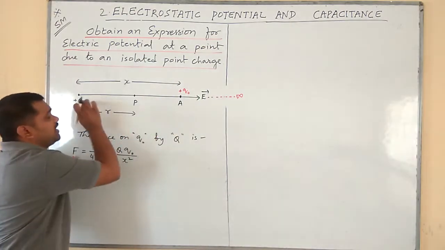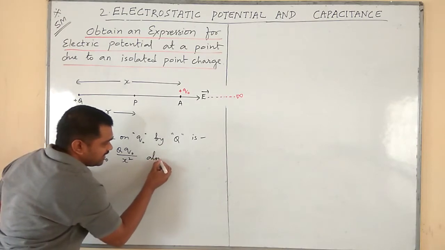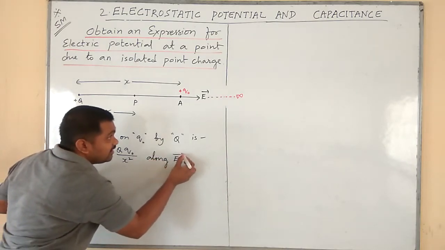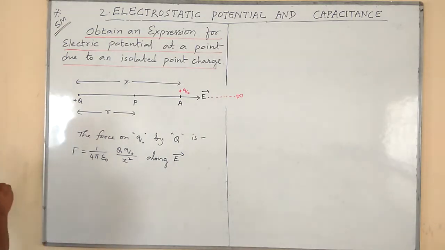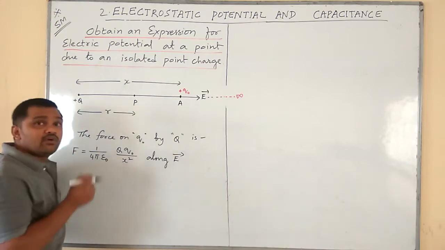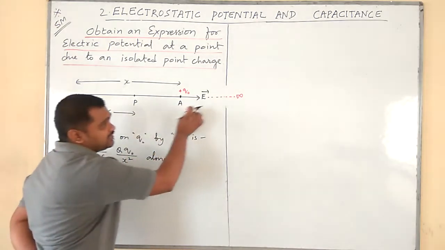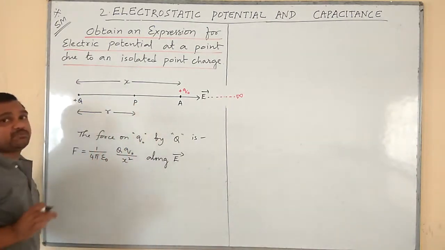Since it is a positive charge, it will repel this, therefore it is along the E vector. Along the E vector, isn't it? Okay, similarly. So now, what is our duty? What is our intention? What is our target? That is to bring a unit positive test charge from infinity to this point.